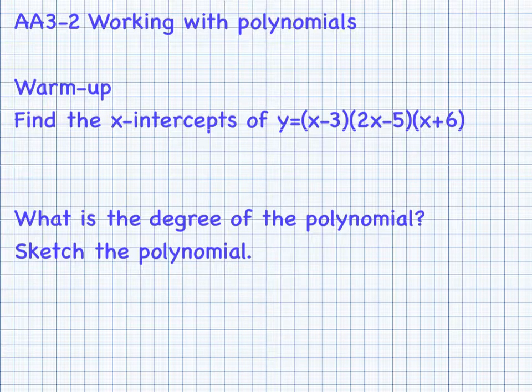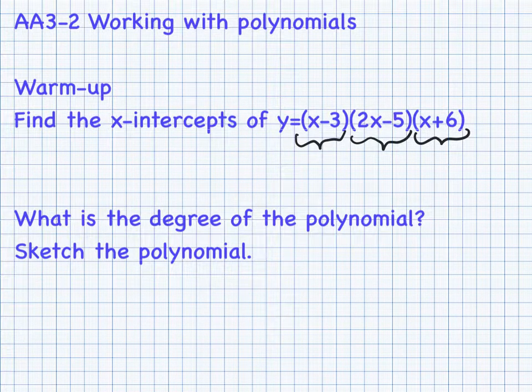So one thing I want to clarify is the difference between a factor and a root. This is factored form, because I have one factor times another factor times another factor. So each of these is a factor. Multiplied together, they all give me my y value.